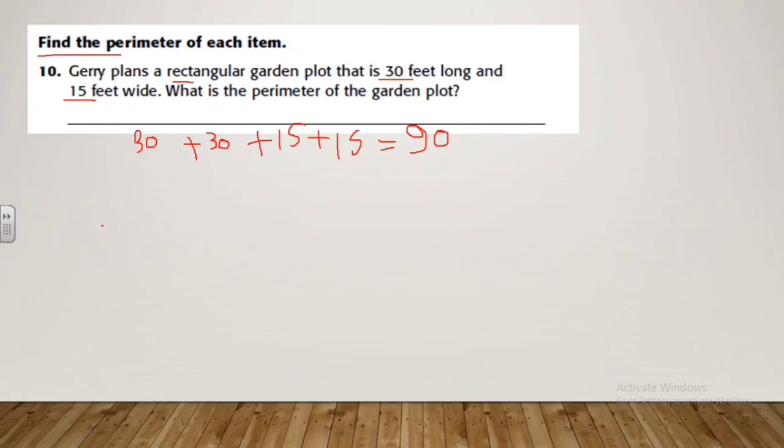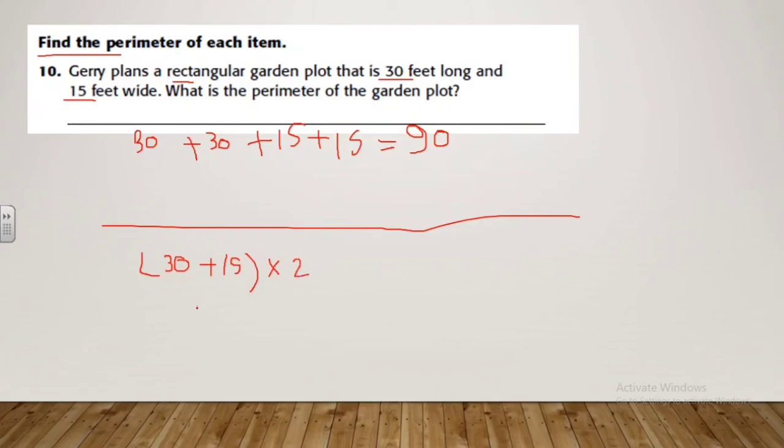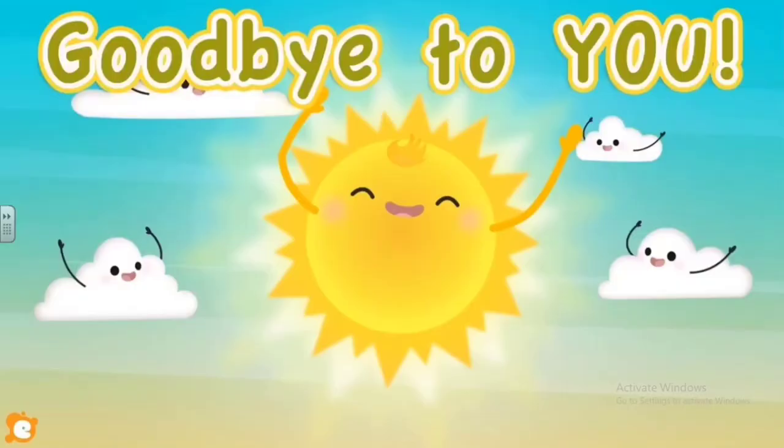Or you can do it using the rule, and that will be much better. The perimeter of a rectangle equals length plus width, times 2. So that will be 30 plus 15, times 2. So 30 plus 15 equals 45, times 2 gives us 90, right? So you can find the perimeter in this way or that way. Choose whatever you like, okay?